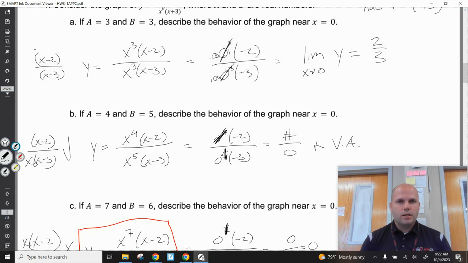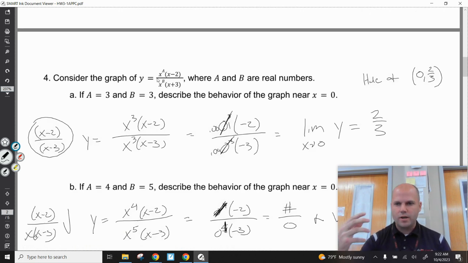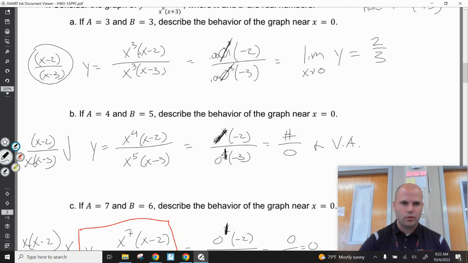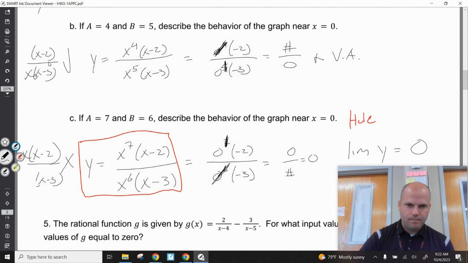So you can cancel after you really analyze your zeros. Don't cancel too early, because the original function is the original function. What numbers you can or cannot plug in is very important. So don't simplify early.